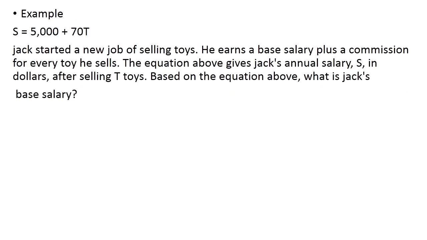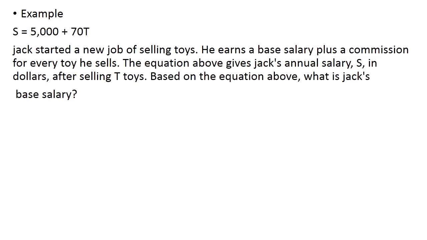In this example, it started by giving us an equation s equal 5000 plus 70t, and says that Jack starts a new job of selling toys. He earns a basic salary plus a commission for every toy he sells. The equation above gives Jack's annual salary s in dollars after selling t toys. Based on the equation above, what is Jack's basic salary?